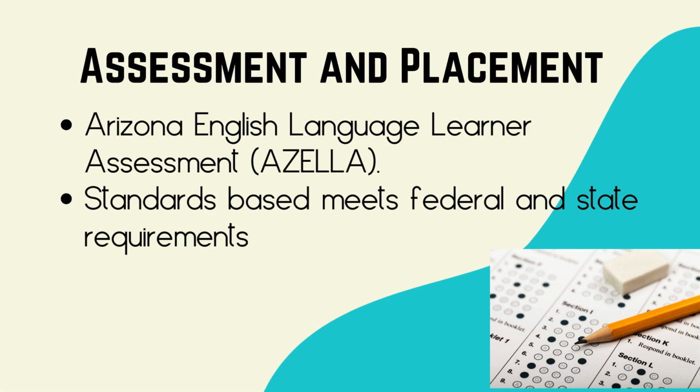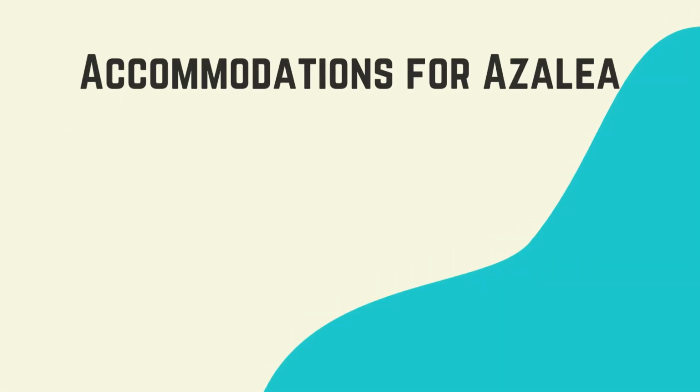Students may be placed in certain classes based on the data of this assessment. Students will also participate in a reassessment once a year until they reach proficiency. Once they reach proficiency, they will be monitored for 2 years to make sure they are continuing to be successful in the general education classroom. Finally, a home language survey is also used to help identify students who are English language learners.